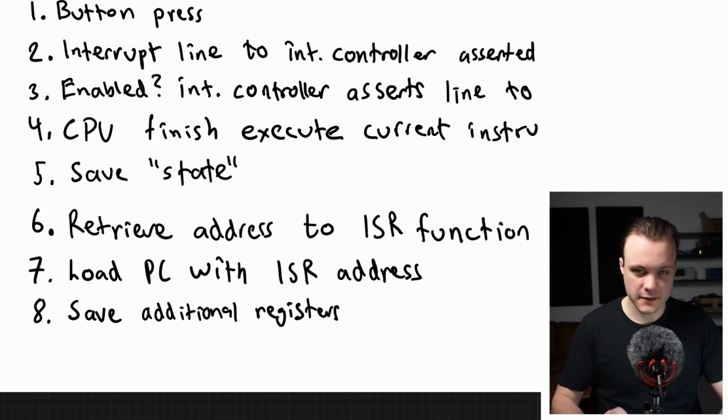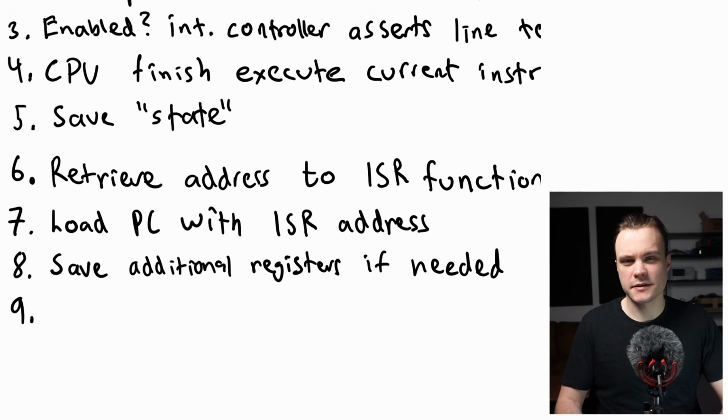But the saving of these additional registers is going to be completely invisible to the programmer, because that's taken care of by the C compiler. But if you, for example, for some reason implement your interrupt service routine in assembly, then you need to make sure that you save the registers that you make use of inside your interrupt service routine. And then once these registers are saved, it executes the code inside the interrupt service routine.